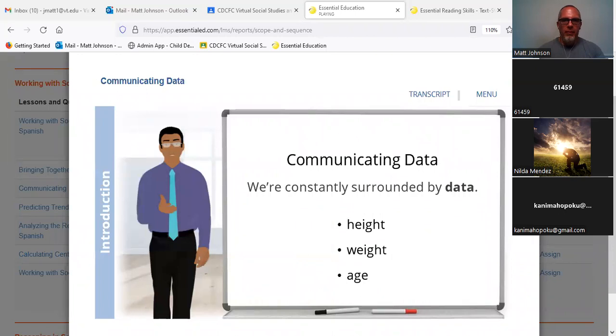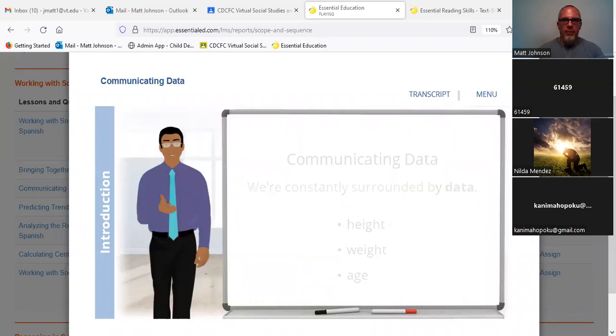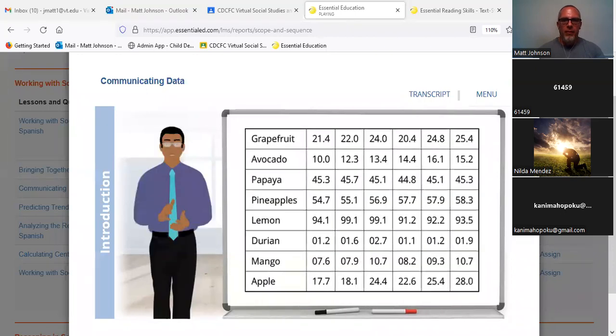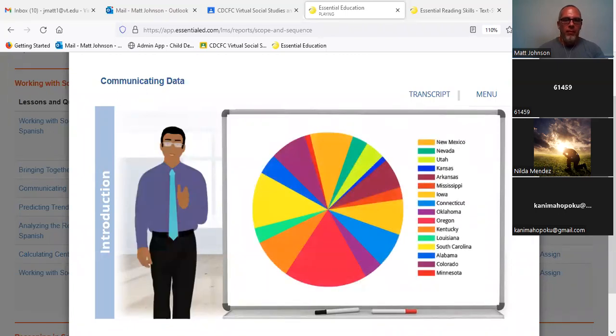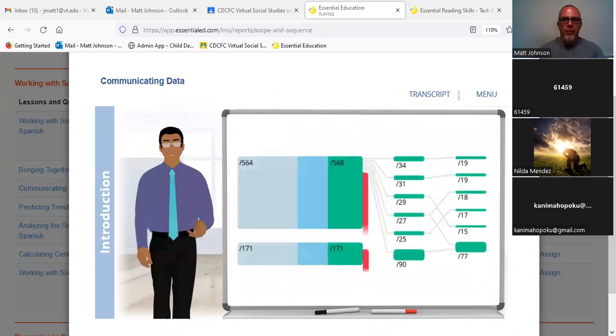Data in its raw form can be pretty intimidating. Look at this spreadsheet, rows and columns full of numbers. What about this pie chart? There's a lot of stuff happening here too. And this diagram, I'm not even sure what this is supposed to be saying. It's easy to see why some people might feel overwhelmed. How are you supposed to use all this information when there's so much of it out there?